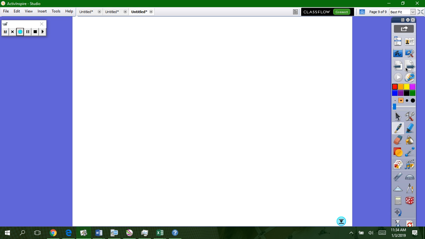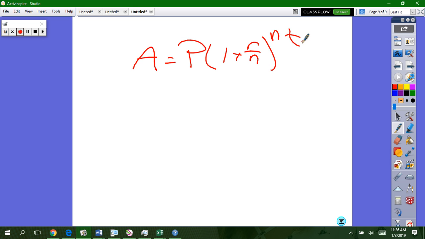Okay? Here's the formula we're going to use today. A equals P times (1 plus r over n) raised to the n t. This is compound interest. Now, what's the difference between compound interest and simple interest? Explain that.